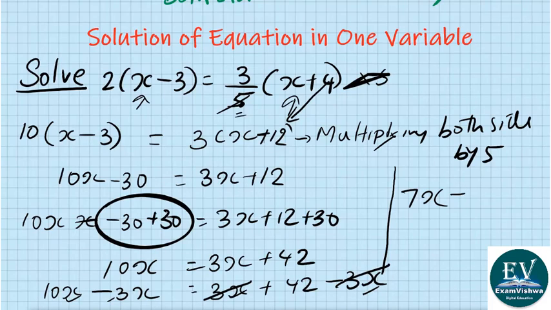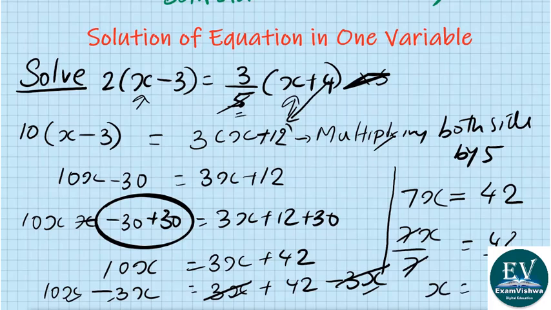7x is equal to 42. Now I have to remove 7, so what I will do, 7x divided by 7, 7 goes away, 42 on the right side also divided by the same 7, so this will get cancelled. x is equal to 42 upon 7, 6. आंसर मिल गया.